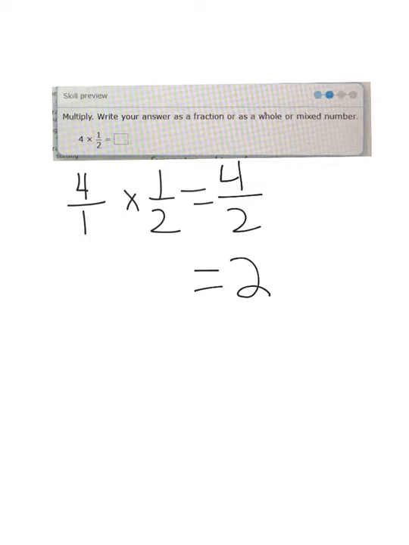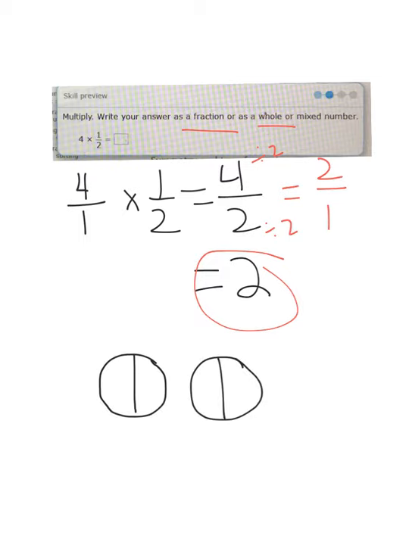I could have thought of it as I can divide this by 2, I can divide this by 2, and in lowest terms it's 2 over 1, or 2. It says you can answer as a fraction or a whole number, so I'm not sure which way it would like you to write it, but all are correct. Just in case you wanted a visual representation of 4 times 1/2, I'm going to color in 1/2, a second half, a third half, and a fourth half. So 4 times 1/2, obviously I have 2 whole here, as we see.